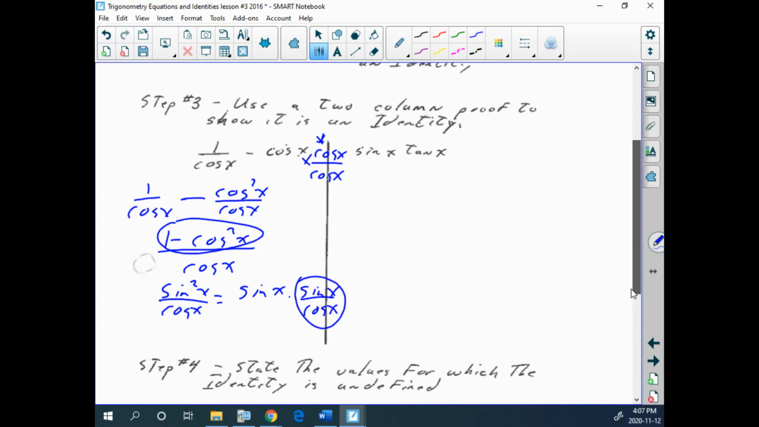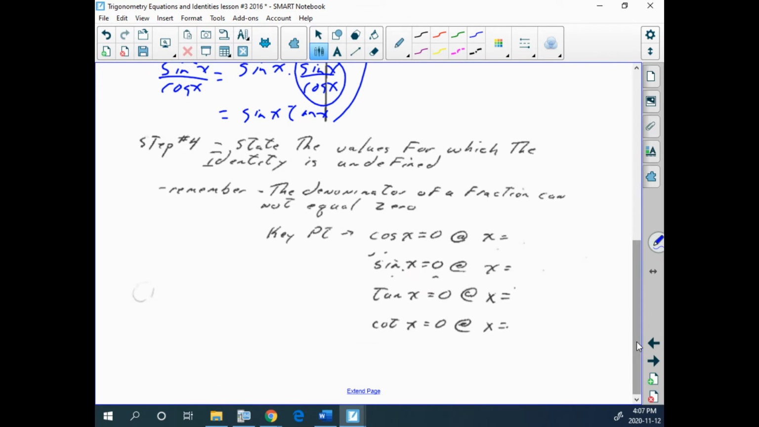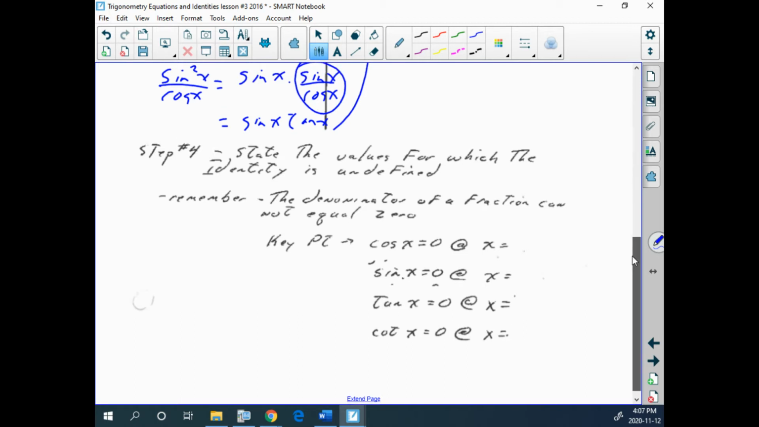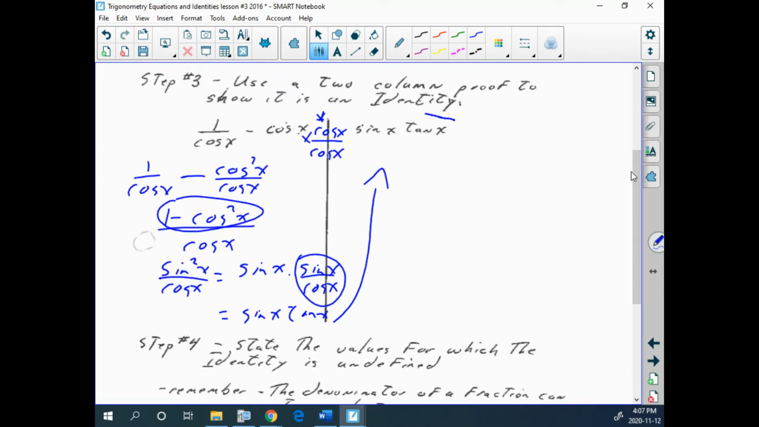This is our quotient identity for tangent. And we have shown that to be true for everything. The last step is to check to see what values this doesn't work for. It works for all values inside its domain, but there are some values in this identity that are not in the domain.